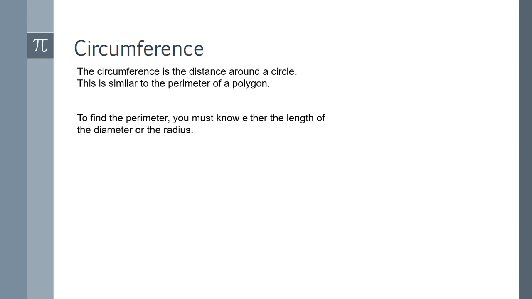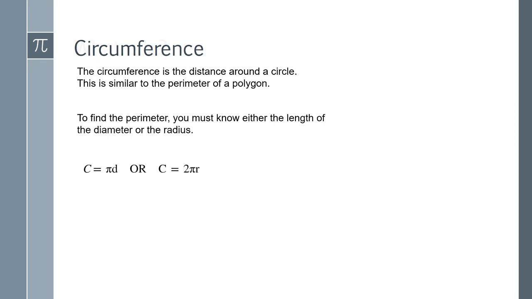To find the circumference, you have to know either the length of the diameter or the radius. You don't need to know both, just one. It doesn't matter which one you know. You can find the radius because there's a formula, or you can find the circumference because there's a formula. So here are the formulas that we're going to use. First one is C equals pi times D. So circumference equals pi times diameter. Or we'll use circumference equals 2 pi r, or circumference equals 2 times pi times the radius.